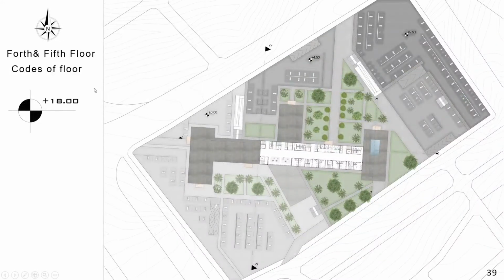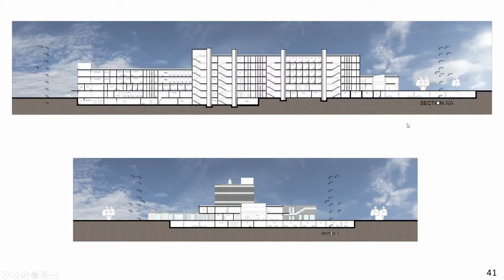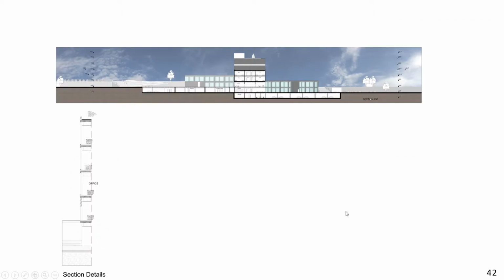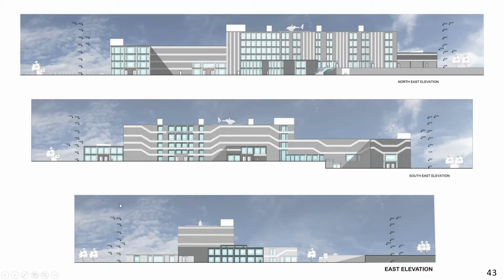Here the 4th and the 5th floors are the same, and they belong to the inpatient unit. And here we have section AA, section BB, and section CC, and section details. Here we have elevations: northeast elevation, southeast elevation, and east elevation.